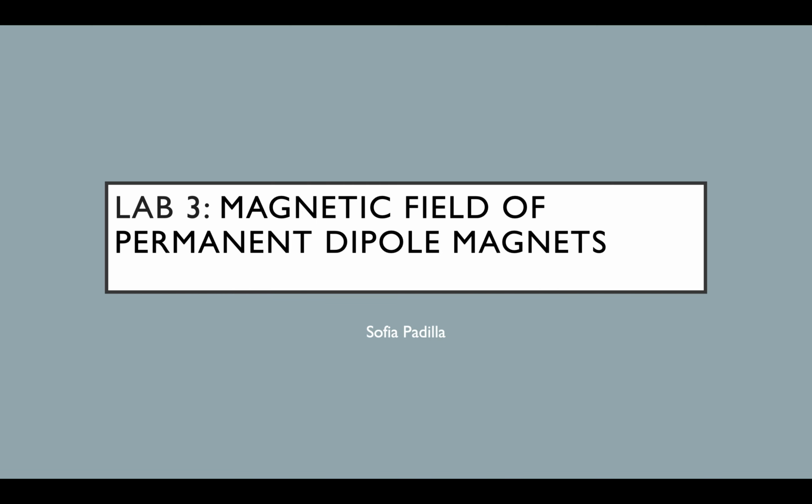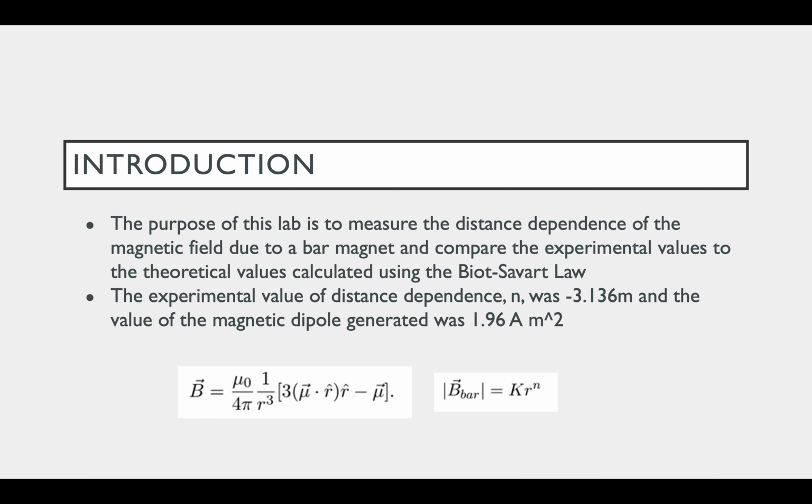This is Lab 3: Magnetic Field of Permanent Dipole Magnets. The purpose of this lab is to measure the distance dependence of the magnetic field due to a bar magnet and compare the experimental values to the theoretical values calculated using the Biot-Savart law. Here, the two important physics concepts are distance dependence and this law.